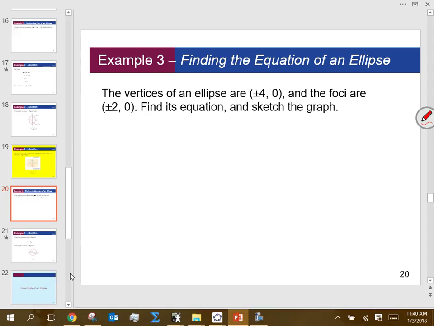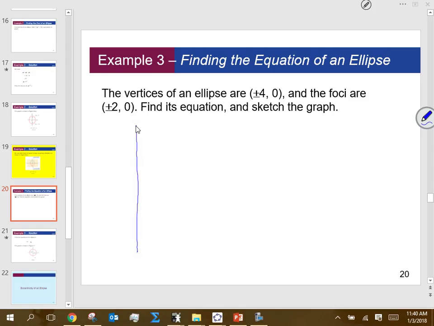I'll try to do a series of ellipse type questions. Model what you see in your homework. Here it asks you to actually find an equation for an ellipse first, knowing that the vertices of the ellipse are at positive/negative 4, 0, and the foci are at positive/negative 2, 0. So this kind of tells us how this thing needs to be set up in regards to its orientation.